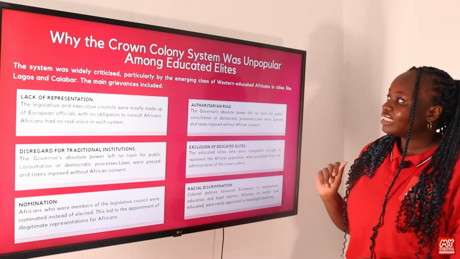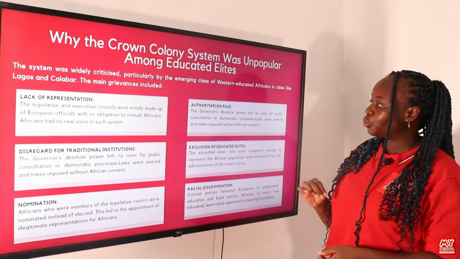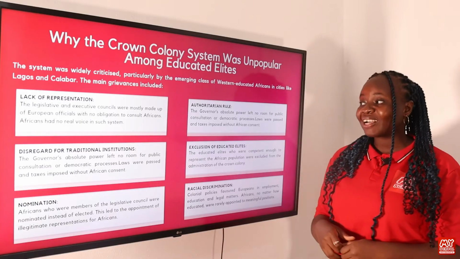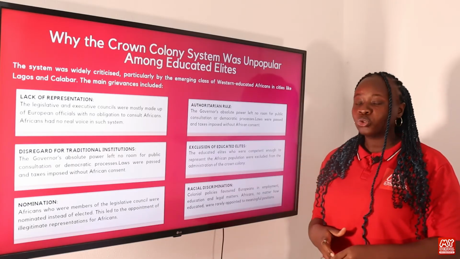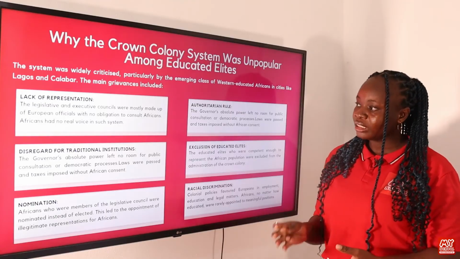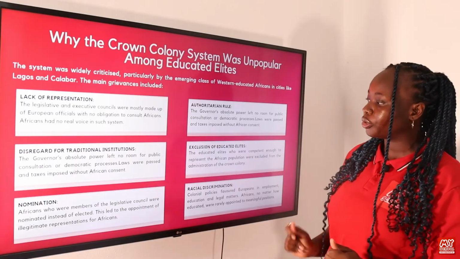And the reason why this system was unpopular was authoritarian rule. The governor's absolute power left no room for public consultation or democratic processes. Laws were passed and taxes imposed without the consent of the Africans. So there was a form of authoritarian rule within this system. This was until a constitution was developed later on in Nigerian history.